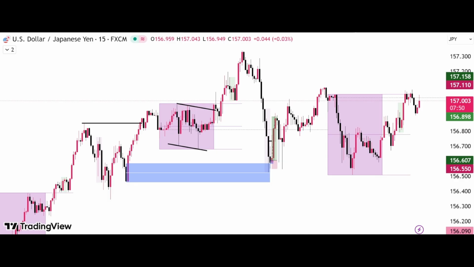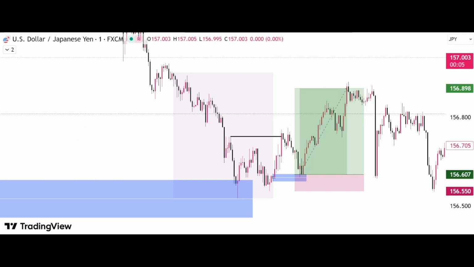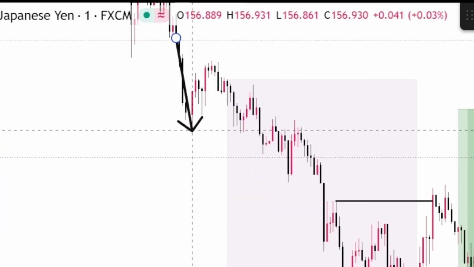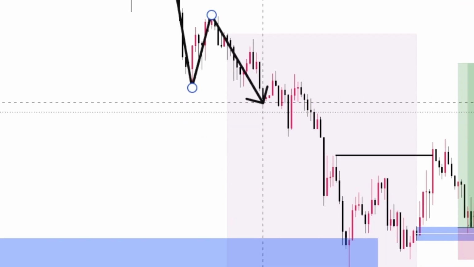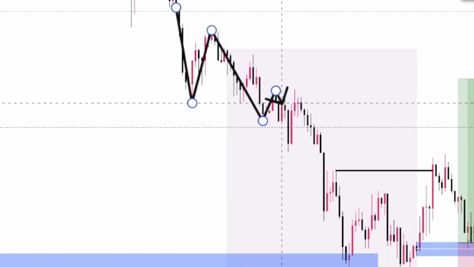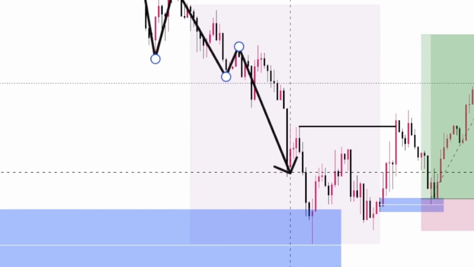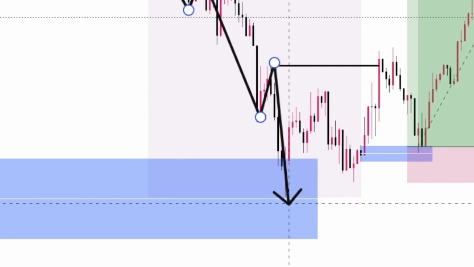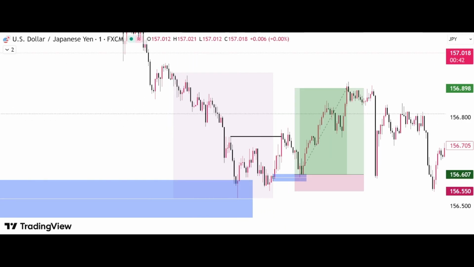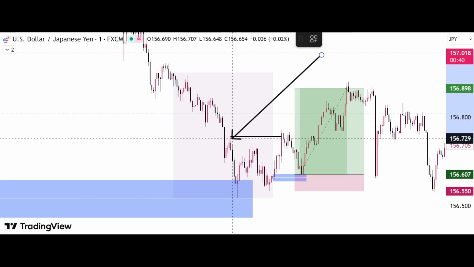a change of character. As soon as price mitigates my point of interest on the higher time frame, what I do is look on the left like this. We have low, lower high, as you can see, lower low, lower high, and then we have here lower low, lower high, price mitigated. This becomes my change of character.